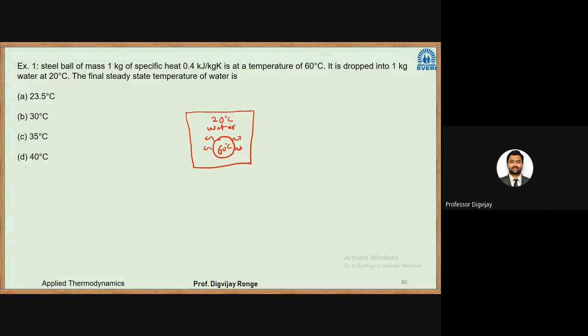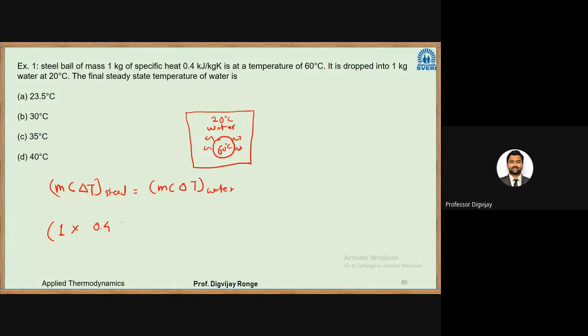Again, m c delta T for steel will be equal to m c delta T for water. That means whatever heat is lost by the steel ball will be heat gained by the water. m c delta T is the heat we are referring to in this numerical. Mass of steel ball here is 1, into specific heat, which is given as 0.4.